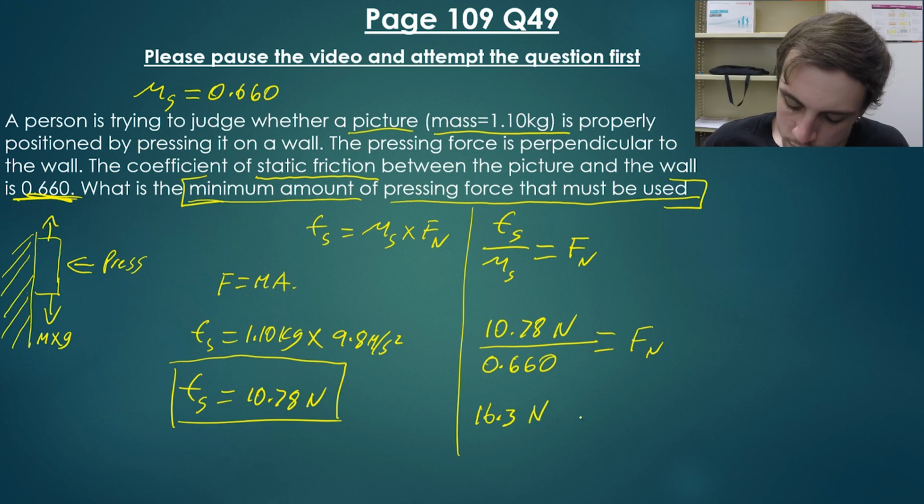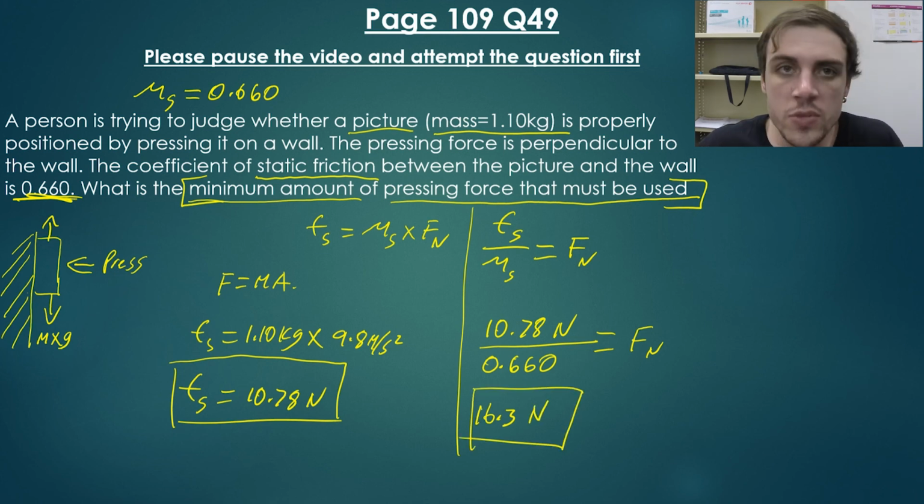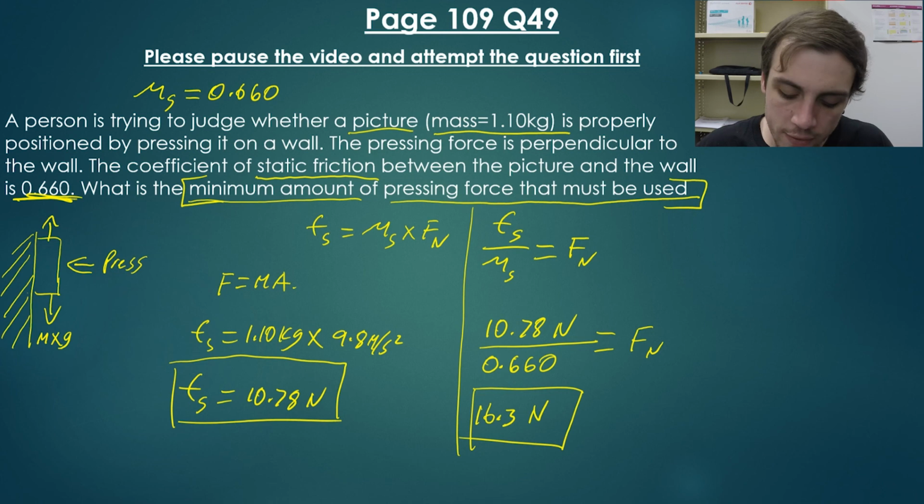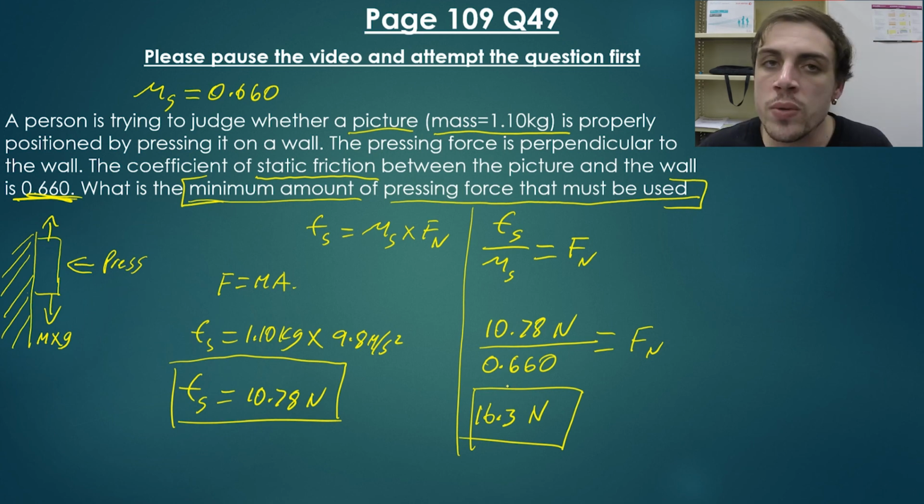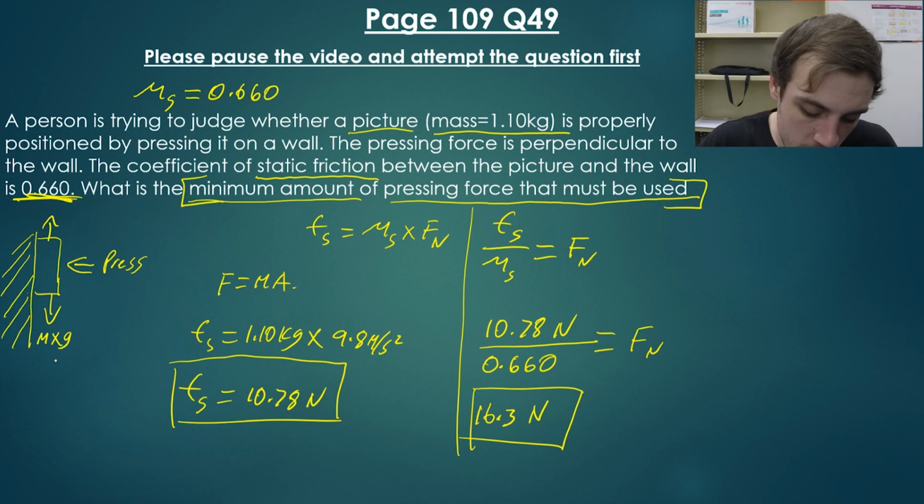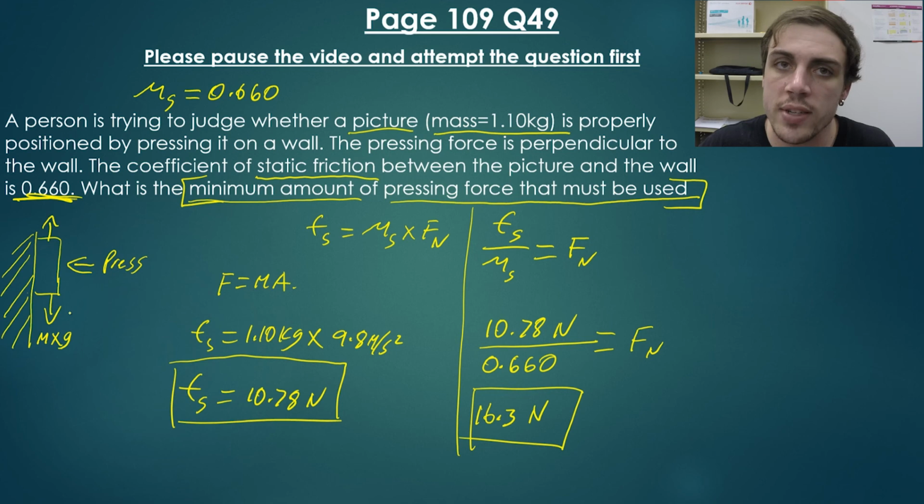16.3 newtons. So what this means is that for this picture frame to stay on the wall, we will need to apply 16.3 newtons of force to ensure that the friction will be high enough to counteract the weight, which is the mass times gravity, and make sure that the sum of all those forces are equal to 0 and the picture frame stays on the wall.